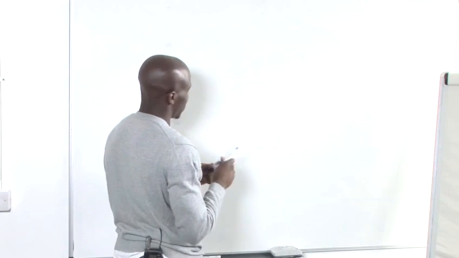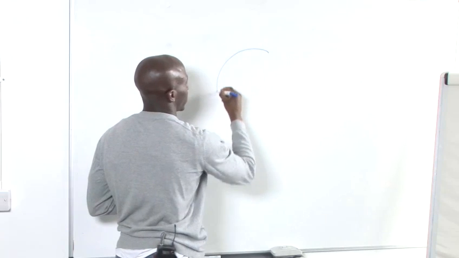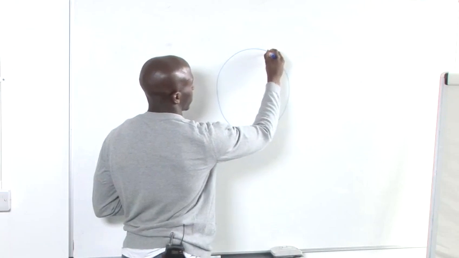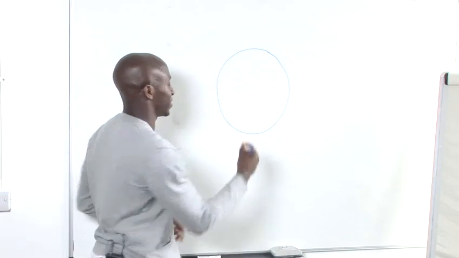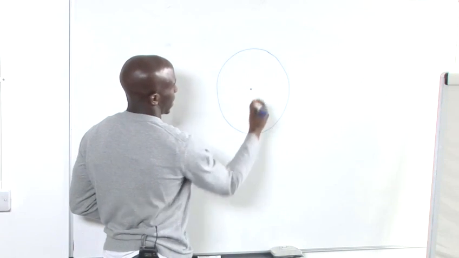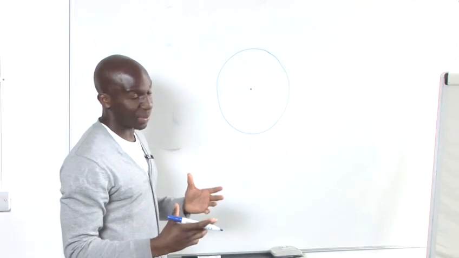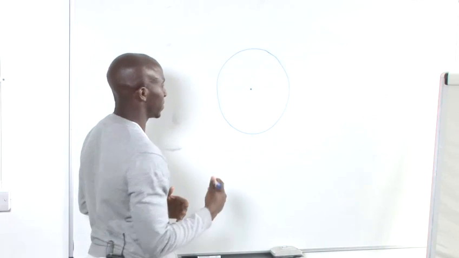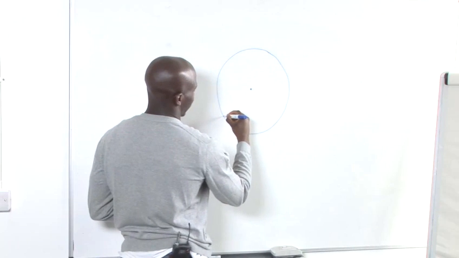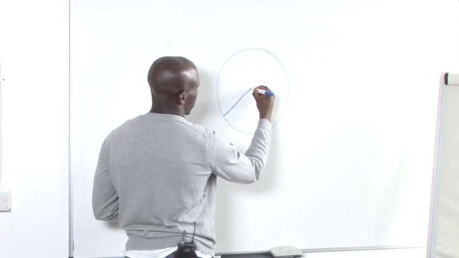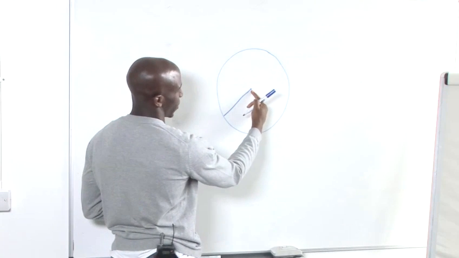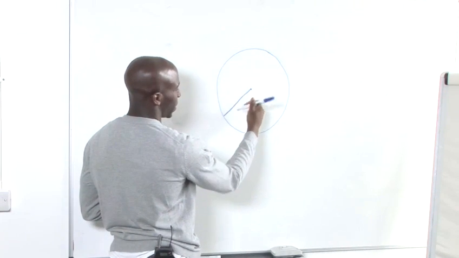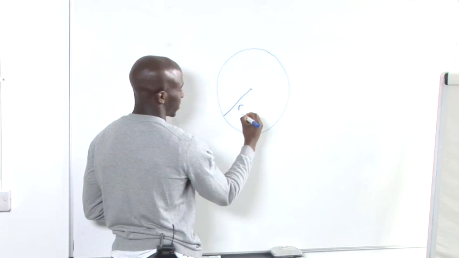So, the origin of the circle lies at the center, and that's what we use to define the diameter and the radius. Now, any point on the circle, starting from here and then going to the origin, say, is equal to our radius.